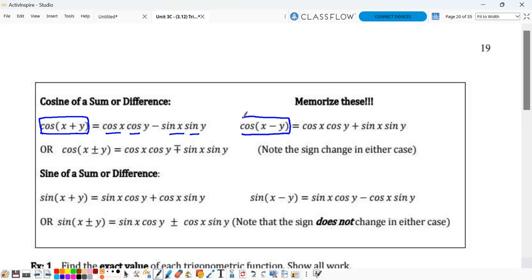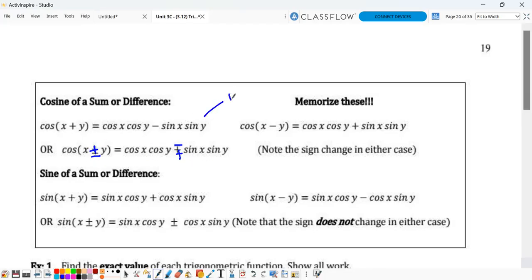Cosine of x minus y is also cosine cosine sine sine. What's the difference? The sign changes. So one more time, the cosine formulas have a different sign. If it is a plus, then it's a minus. If it's a minus, it's a plus. So the generic way, we write this as plus, minus, minus, plus, which means the top sign goes with the top, bottom goes with the bottom.